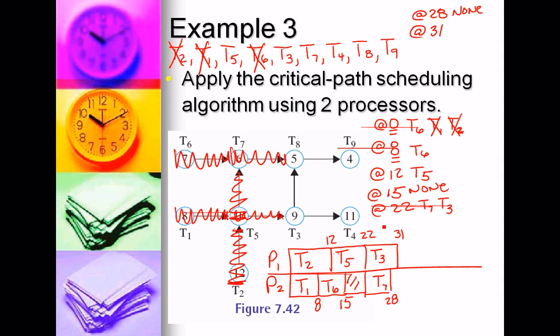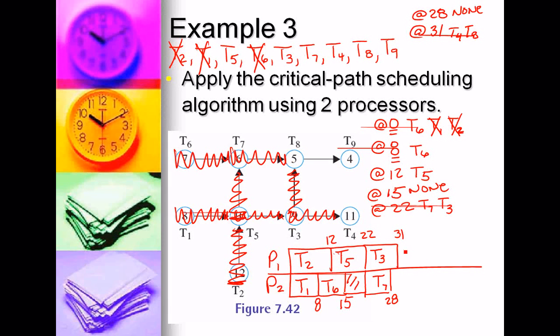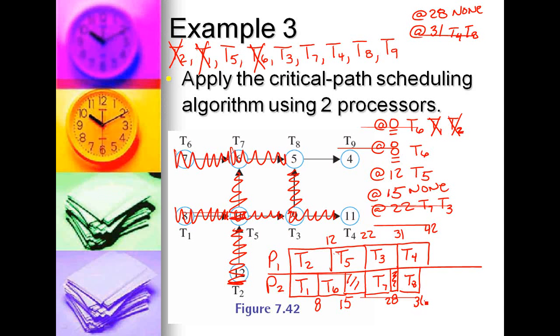So at 31, now T3 is complete. That makes T4 and T8 ready. So according to the priority list, T4 comes first. T4 has a length of 11, so that takes us out to 42. A little bit of idle time. T8 has a length of 5. That takes us out to 36.